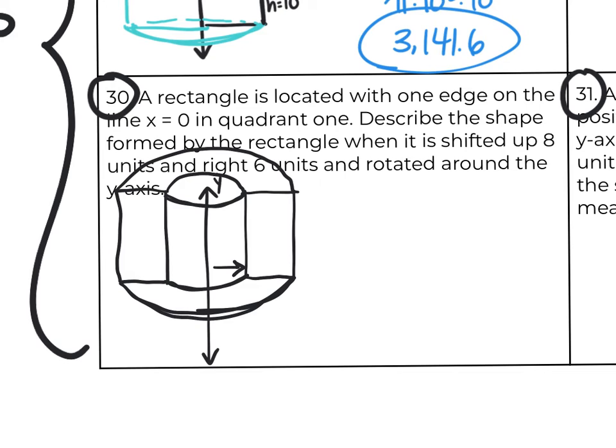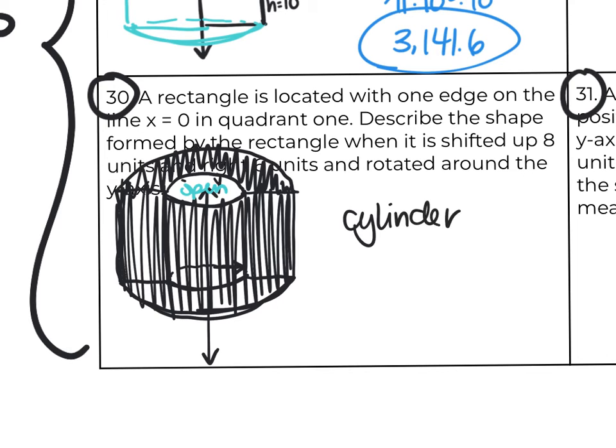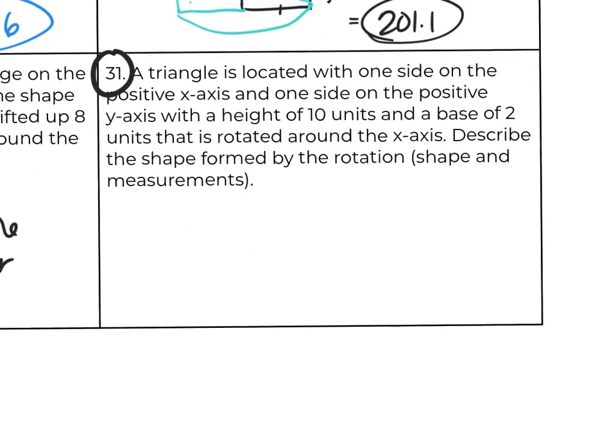space that has a hole in it. Someone described that as a toilet paper roll, or someone else said like a tire on its side. So all of this space would be taken up by the rectangle that had been rotated, but this space on the inside would be open. So you can describe that as a cylinder with a hole in the center, where it's drilled in or something like that.